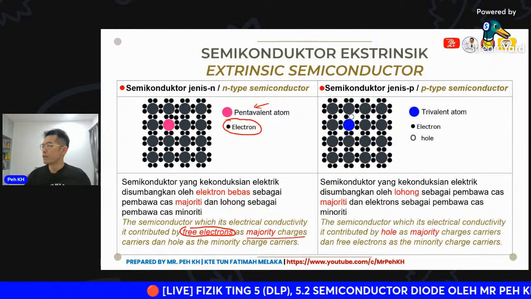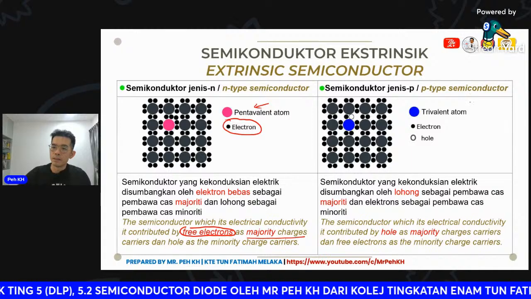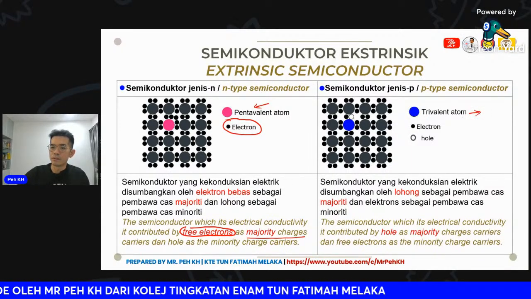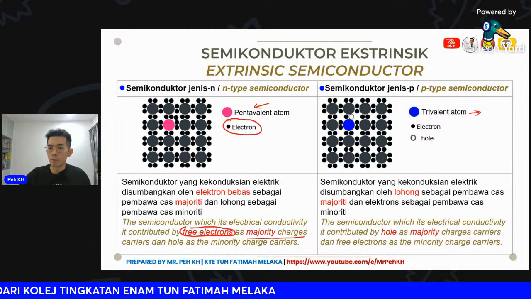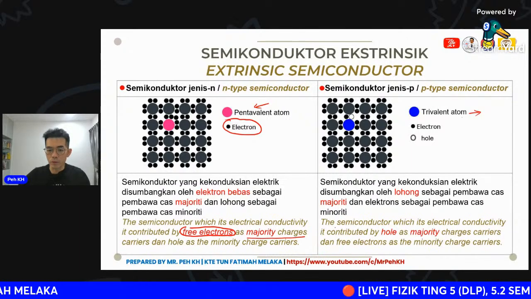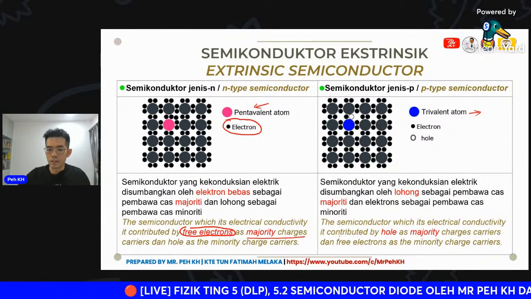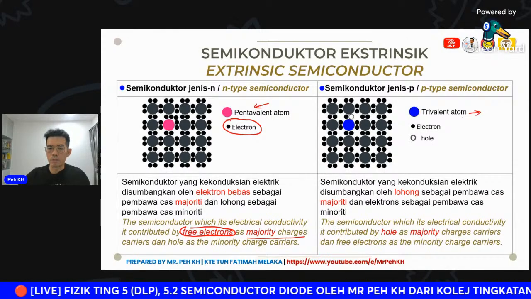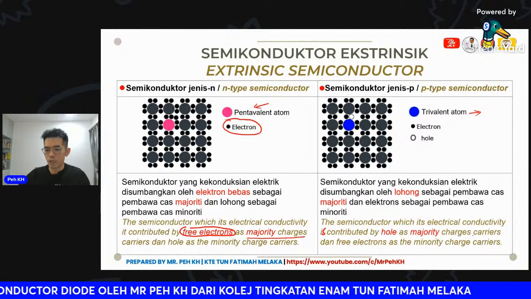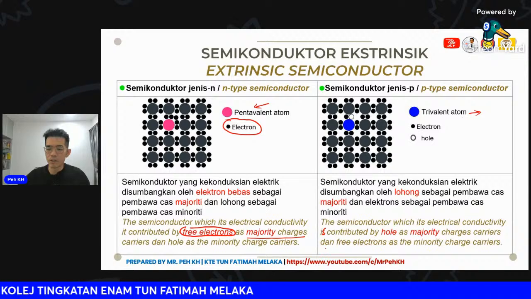On the other hand, the P-type semiconductor here will be doped with the trivalent atom, or the dopants from group 13, which have 3 valence electrons. Okay, so the semiconductor whose electrical conductivity is contributed by holes as the majority charge carrier and free electrons as the minority charge carrier.